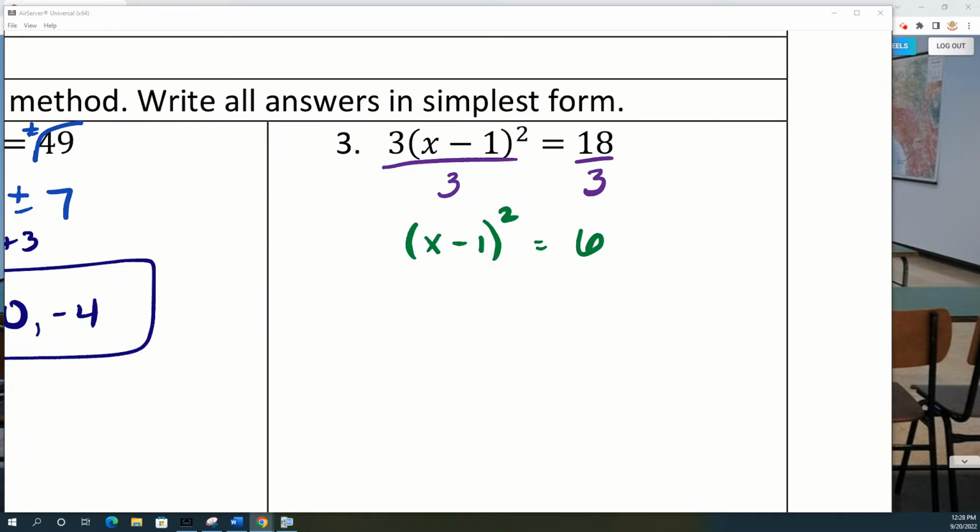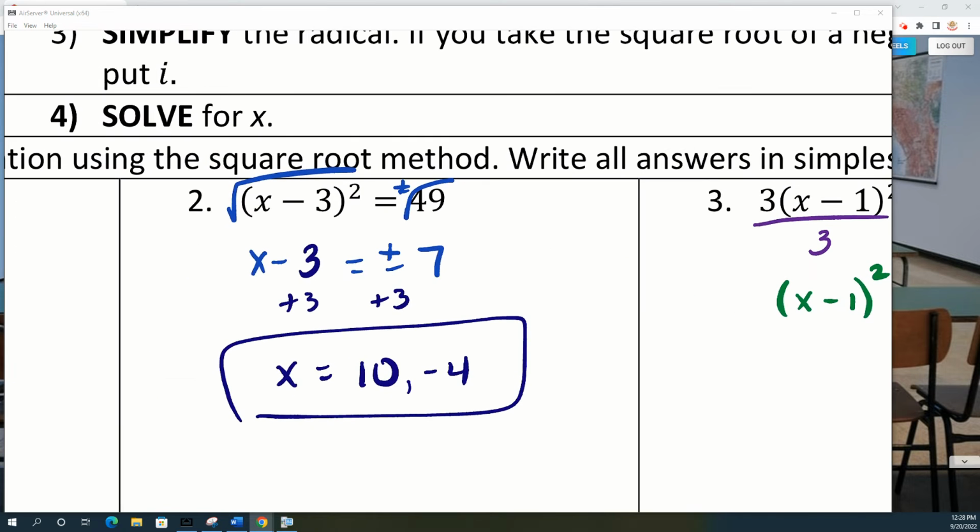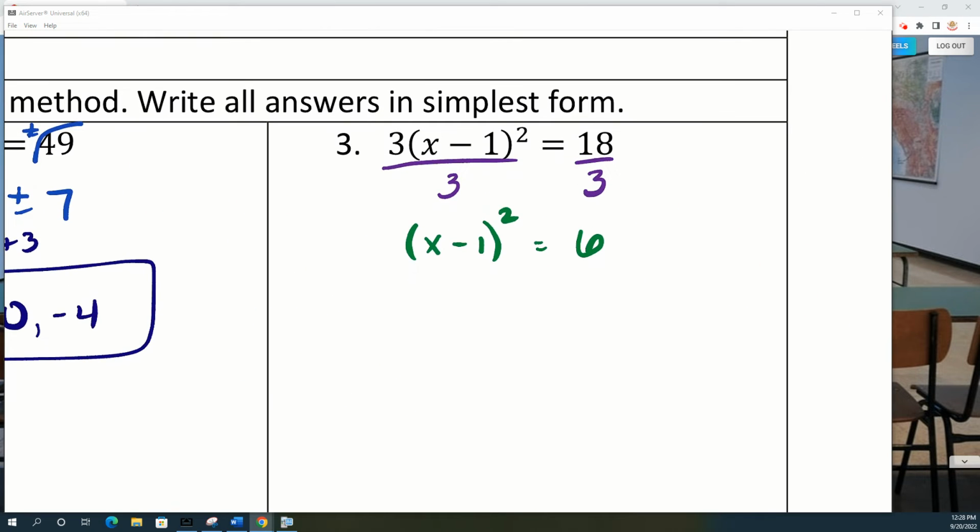All right. So after that one step, now we're back doing pretty much exactly what we did on number 1 and 2. We're ready to take the square root of both sides. And then the square root will just cancel out the square, and we're going to be left with x minus 1. So will the square root of 6 simplify? Is there a square other than 1 that goes into 6 evenly? There isn't. So we'll just leave it as the square root of 6.